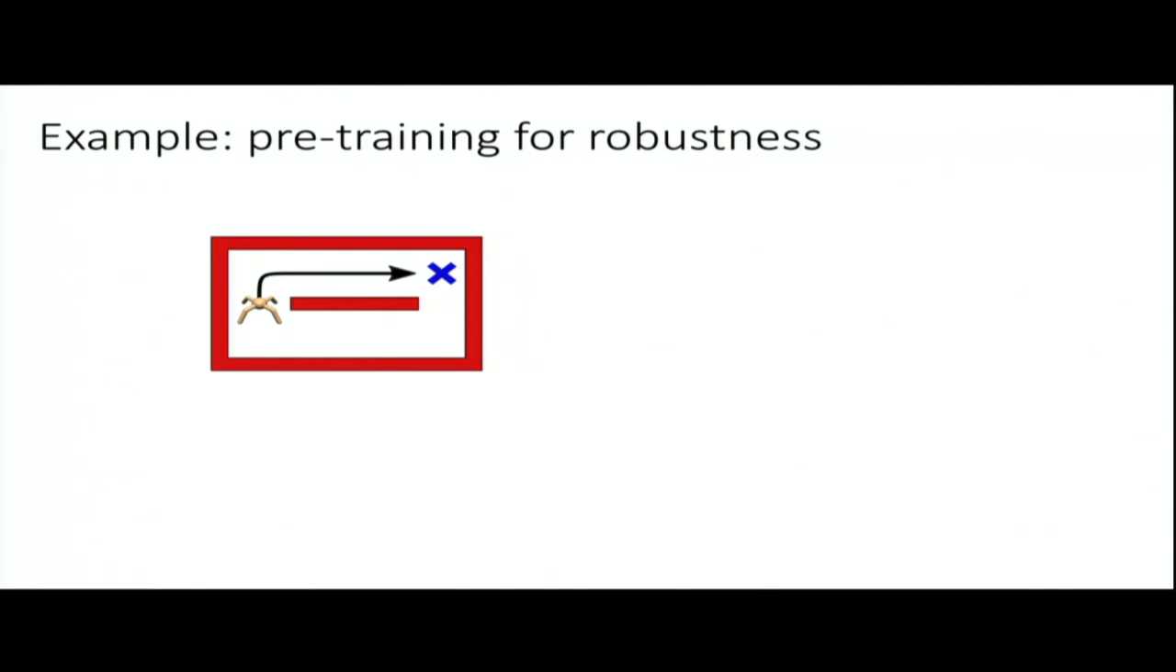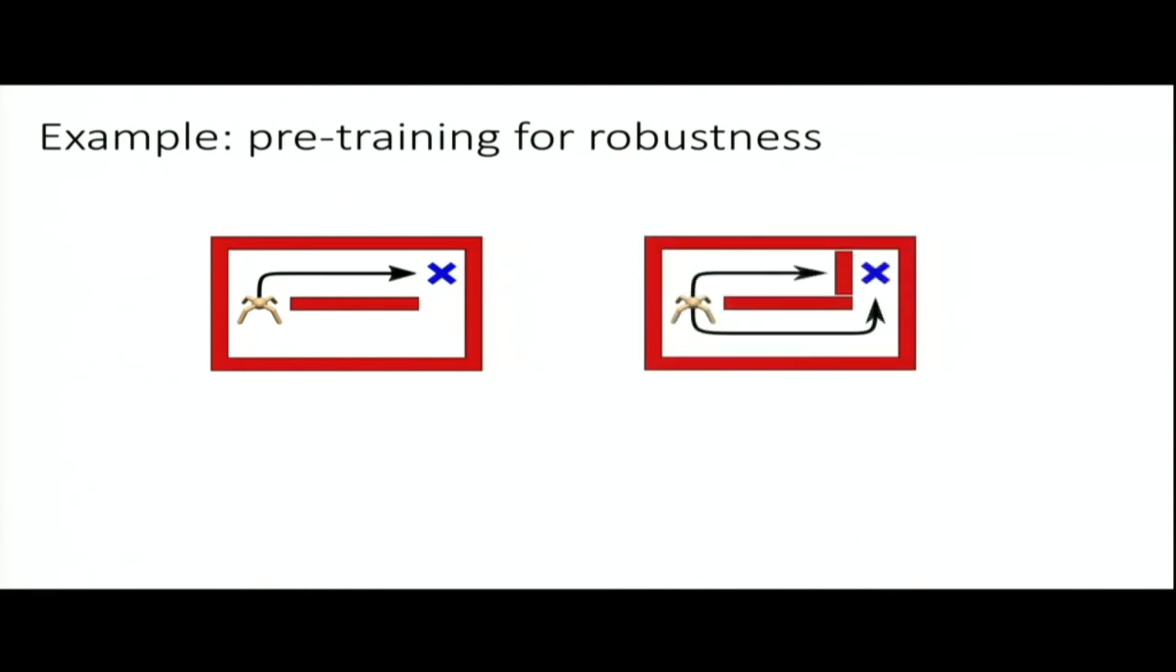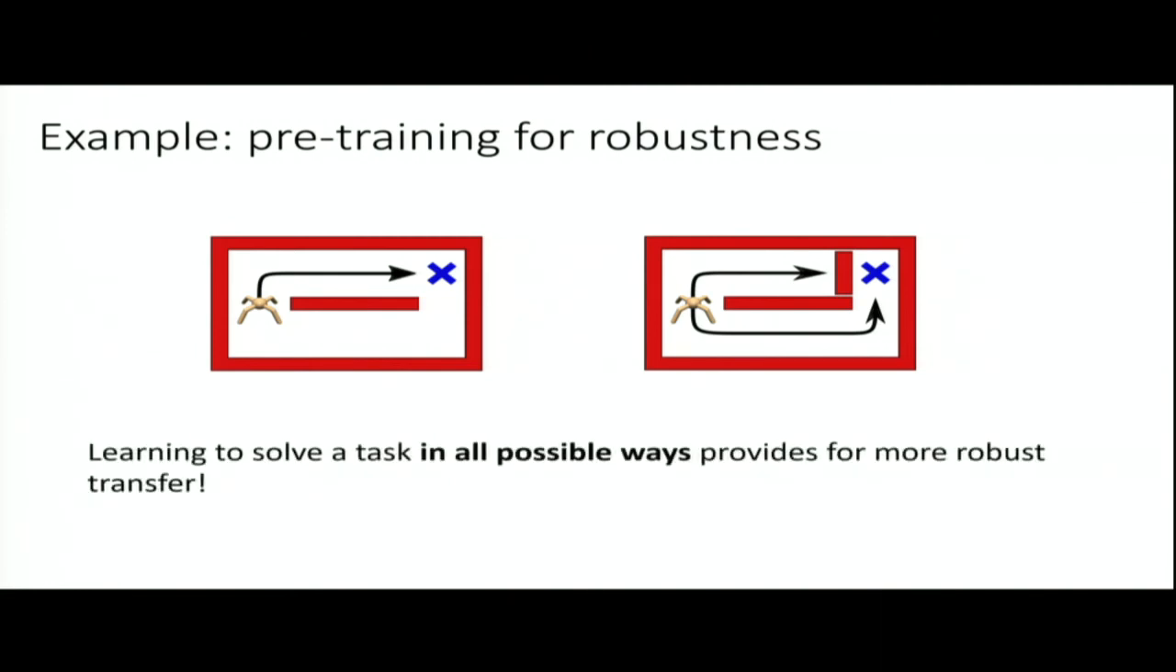And now, if you want to transfer to a new domain, let's say in your target domain, it's very similar, but now there is a wall over here. If it already has both behaviors, if it randomly chooses to go up or down, that's a much better spot from which to fine-tune it, because half the time it will actually succeed at this new task. But if you had a regular reinforcement learning policy that over-optimized for the shortest path, when you then fine-tune in this new domain, that's as bad as starting from scratch, because all it ever does is fail. So in this case, maximizing entropy greatly helps with your ability to fine-tune. So learning to solve a task in all possible ways provides for the most robust transfer.